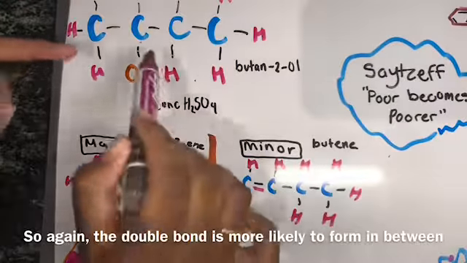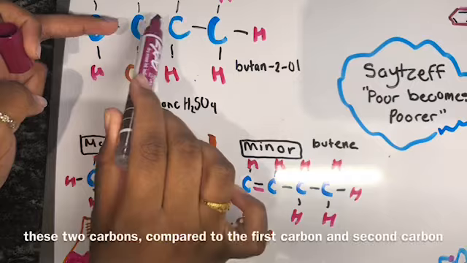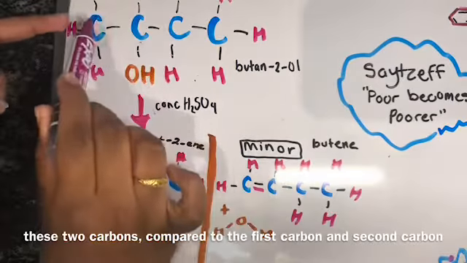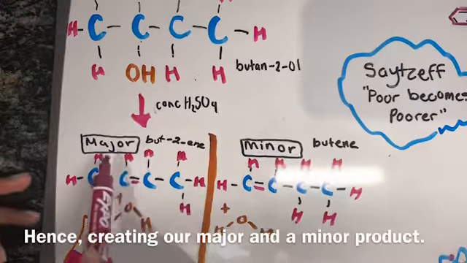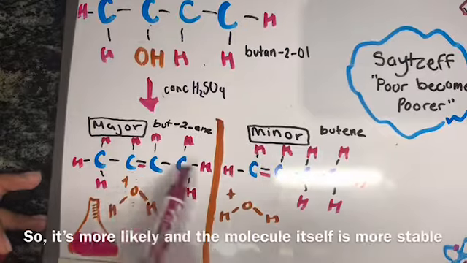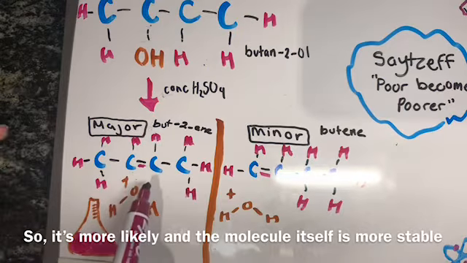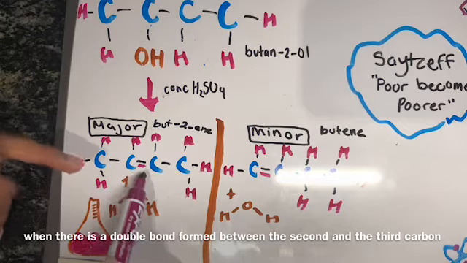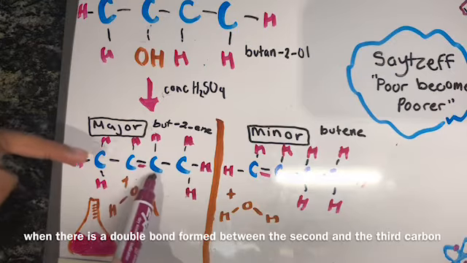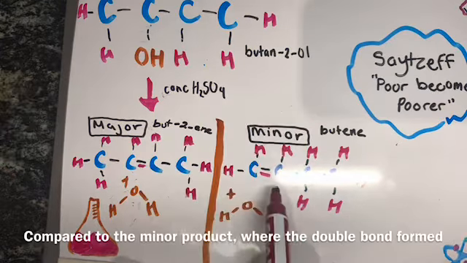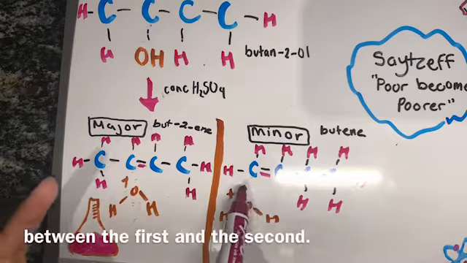So again, the double bond's more likely to form in between these 2 carbons, compared to the first carbon and the second carbon, hence creating a major and a minor product. So it's more likely, and the molecule itself is more stable when there's a double bond formed between the second and the third carbon, compared to the minor product where the double bond forms between the first and the second.